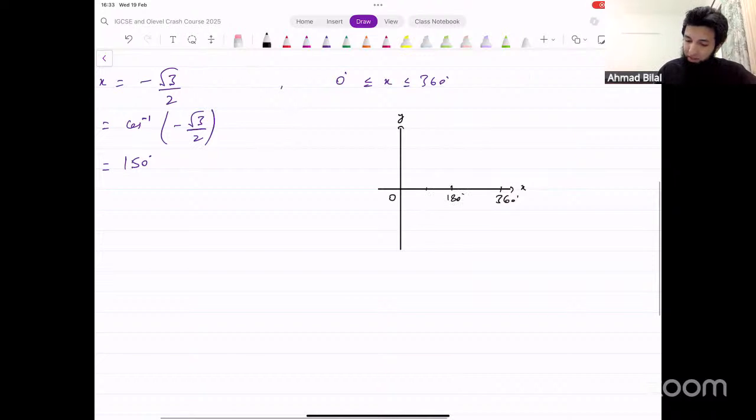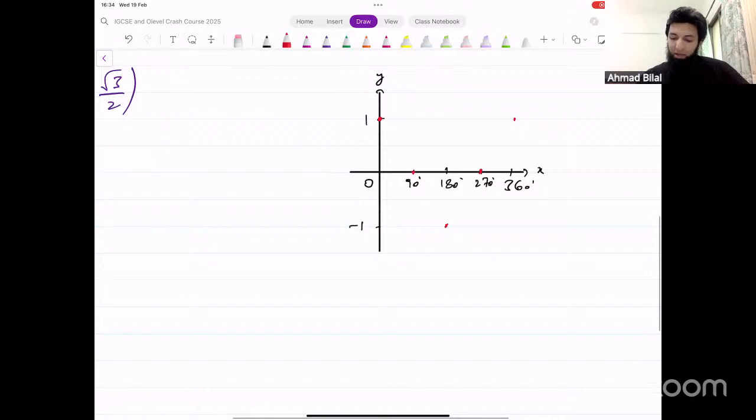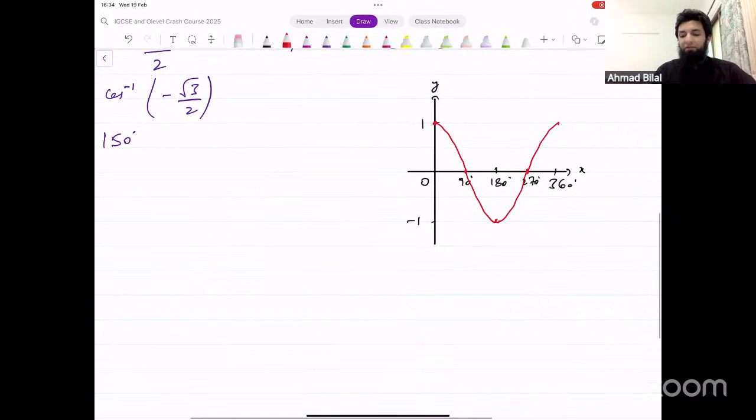This is 180, this is 90, this is 270. Okay, so the cos graph is supposed to start from 1, then go to 0 at 90, then -1 at 180, then 0 at 270, and then 1 at 360. That's what the graph is going to be like. What's the shape? It's going to go like this, and this, and this, and then finally this. This is the cos graph.